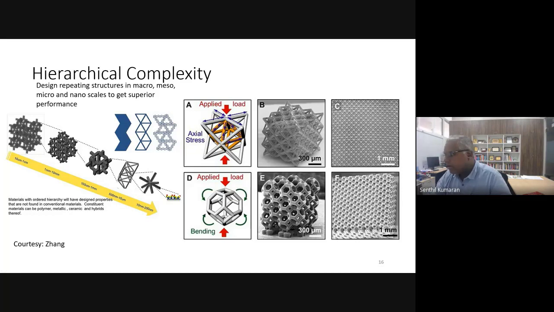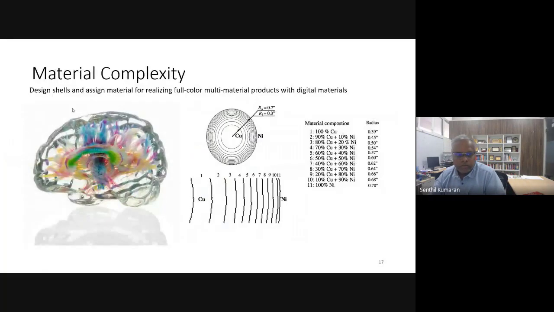So this is hierarchical complexity. You can model it very easily and build extremely complex hierarchical structures which could mimic your actual bone and its properties. This is exactly how such a structure can be modeled. Another example of complex material is colors and structures which you can actually fabricate. You can vary material properties from one end to the other end. You can see 100% copper here, 100% nickel here, and they have gradually changed over different dimensions. So this is material complexity.